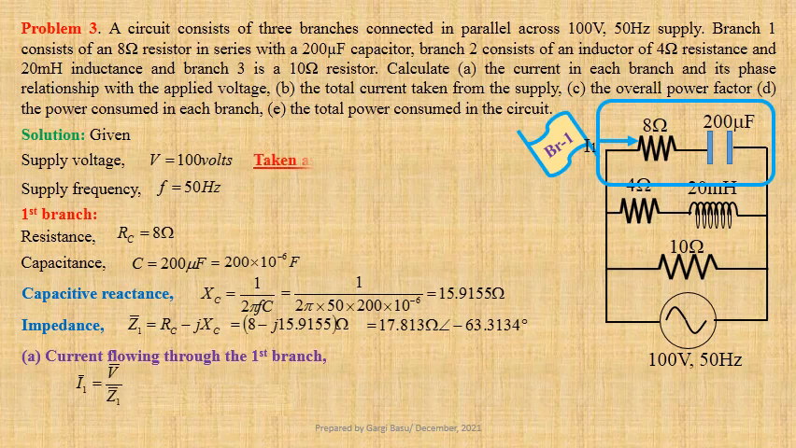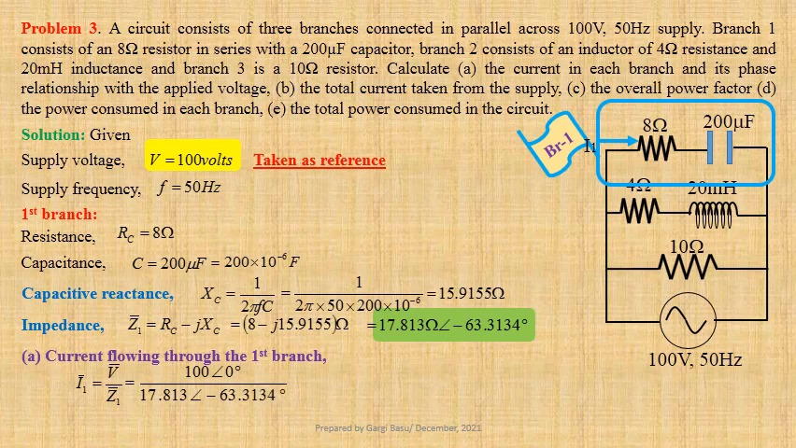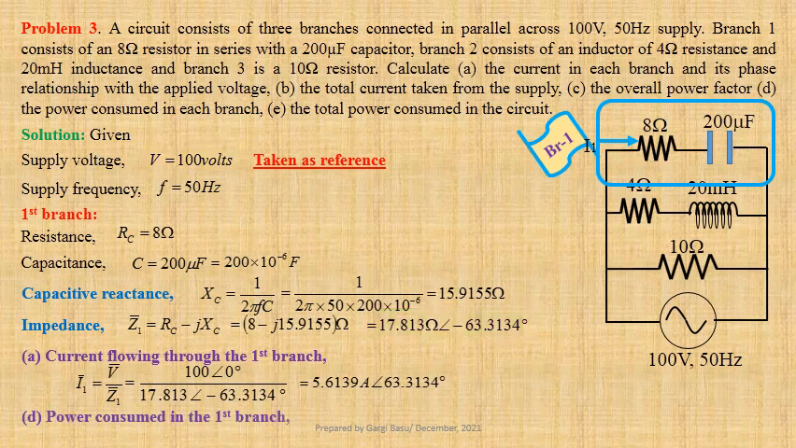Current flowing through the first branch, I1 equals V divided by Z1. Taking supply voltage V as reference, we get I1 equals 100 at an angle 0 degree divided by 17.813 at an angle minus 63.3134 degree, that is equal to 5.6139 ampere at an angle 63.3134 degree. Power consumed in the first branch, P1 equals I1 square into R, using values we get 5.6139 square into 8, that is equal to 252.127 watt.